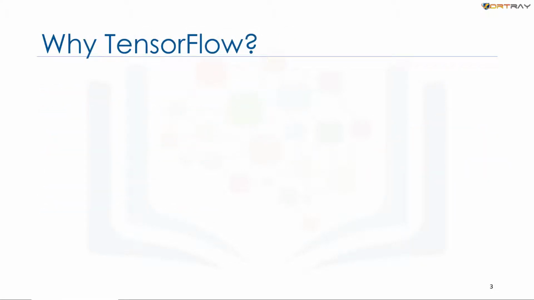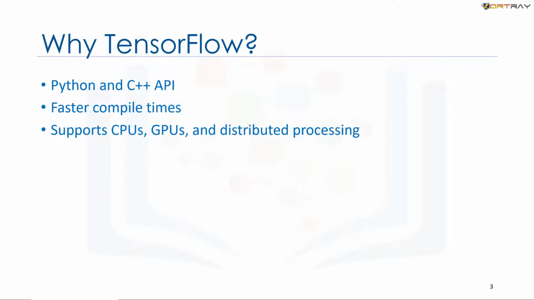TensorFlow offers several advantages for an application. For instance, it provides both a Python and a C++ API. It should be noted, though, that the Python API is more complete and is generally easier to use. TensorFlow also has great compilation times in comparison to the alternative deep learning libraries, and it supports CPUs, GPUs, and even distributed processing in a cluster. It is a very important feature as you can train a neural network using CPU and multiple GPUs, which makes the models very efficient on large-scale systems.